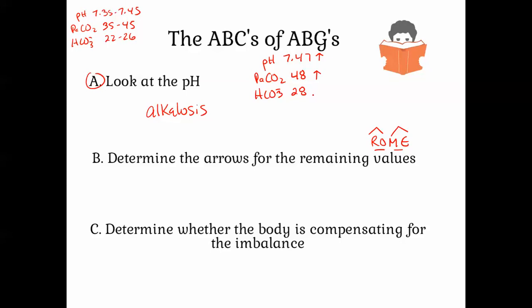We also see that the bicarb is high. And if we go back to ROME, we know that in a metabolic disturbance, the pH and the metabolic factor, being the bicarb, go in the same direction. So we know that this is a metabolic disturbance, more specifically, metabolic alkalosis.